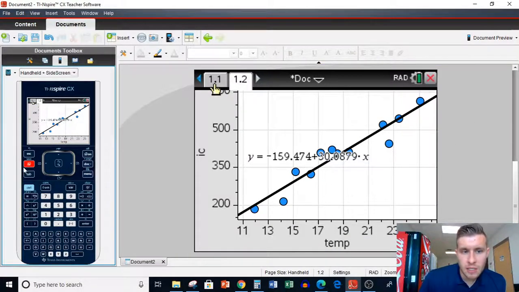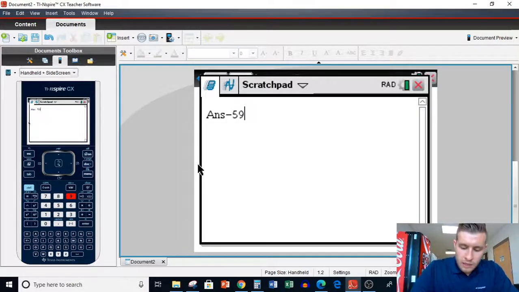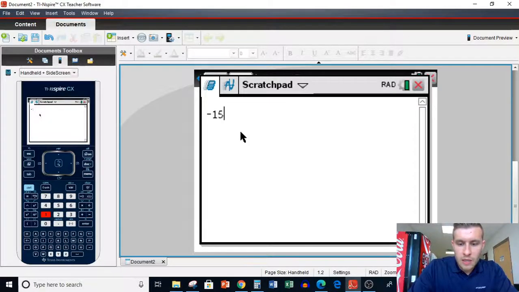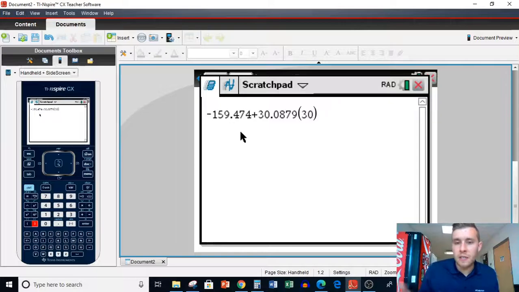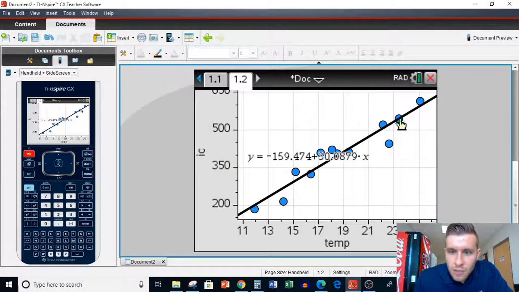Well, we can use this equation, negative 159.474 plus 30.0879, and we're just going to put in 30 as that's the Celsius, the explanatory variable. So what do we expect? $743 in sales. Okay, that's what we expect. That's what this line is predicting.